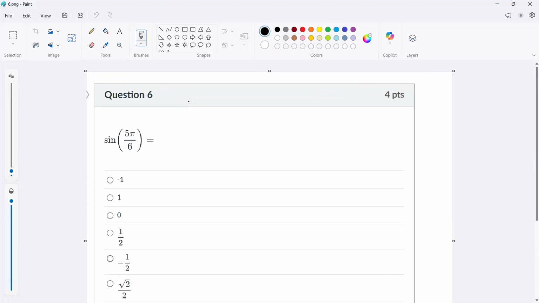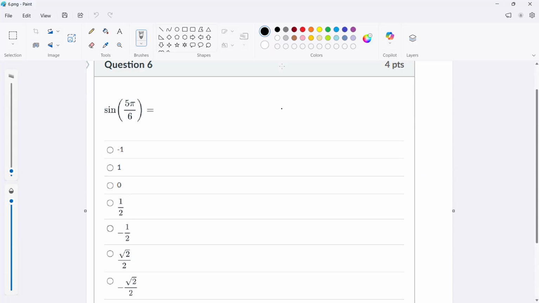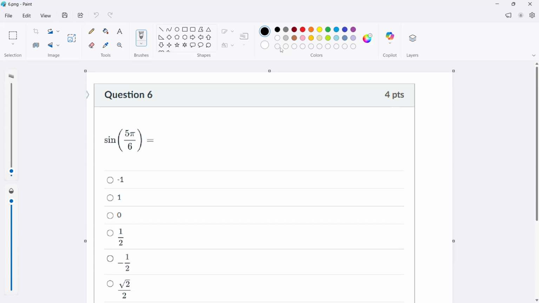6, 5 pi over 6. Well, again, remember, I guess I'll write all of these. In the first quadrant, you could memorize the pi over 3, the pi over 4, the pi over 6. For sine, the sine of pi over 6 is 1/2. This is square root of 3 over 2, and this is square root of 2 over 2. And then all I have to know is what quadrant I'm in.